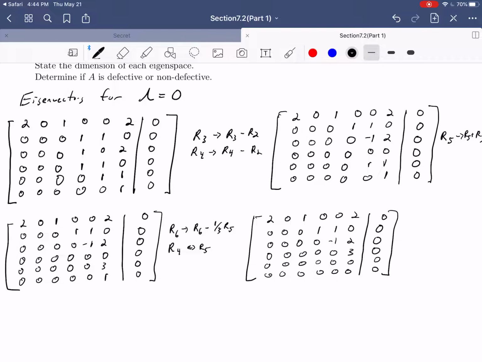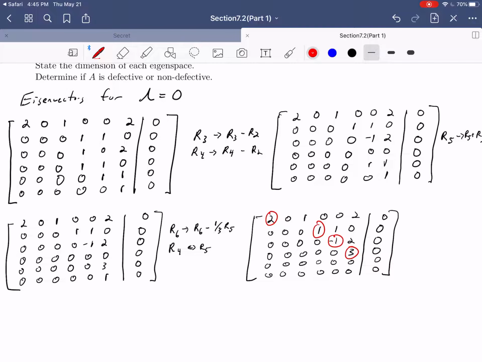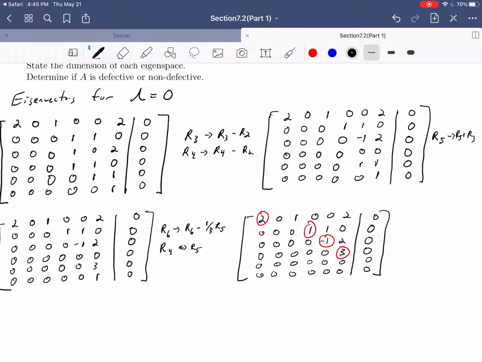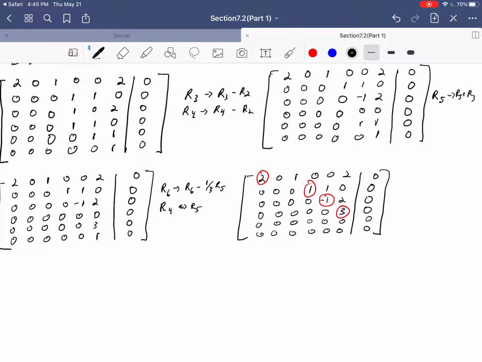Okay, so that does put us in row echelon form, because you can see there's our lead position, there's lead position, there's lead position, there's a lead position. So we're going to avoid parameterizing these guys. Notice that because we got 2 0 rows, it tells us that we're going to have a rank of 4. Since we have 6 variables, that means we're going to have 2 free parameters. So we're going to get a dimension of 2, which matches the multiplicity, which is a good sign for everything being non-defective overall.